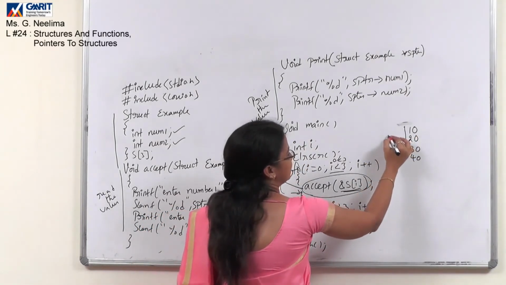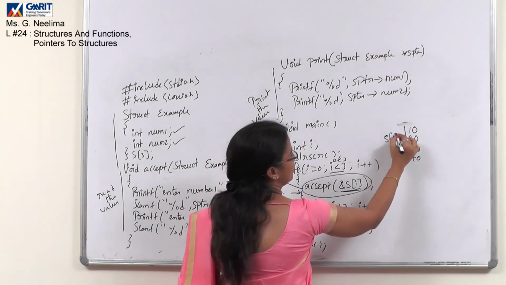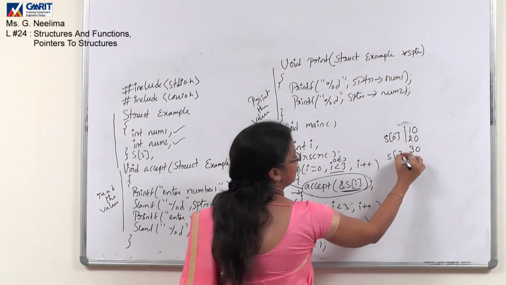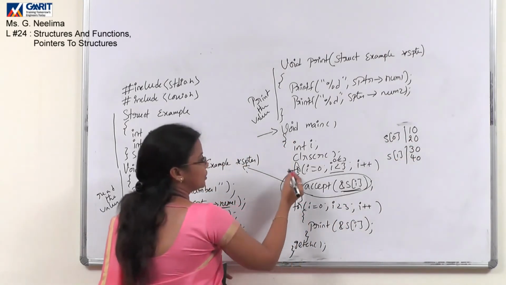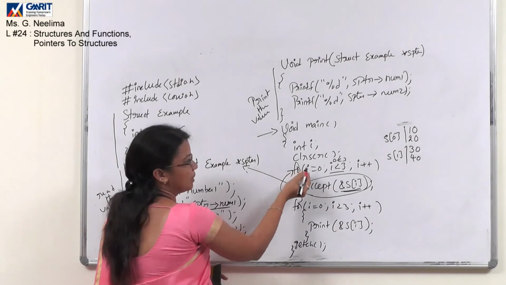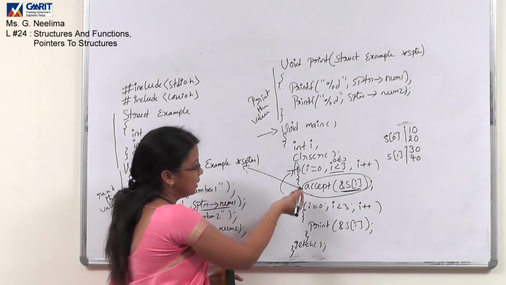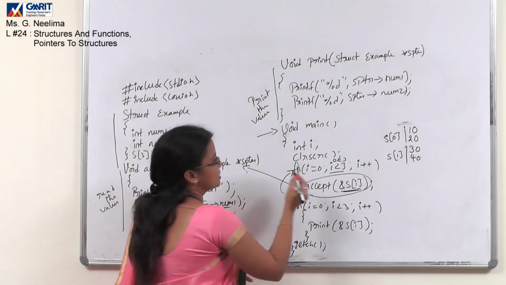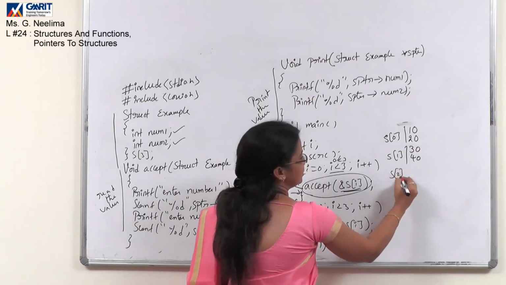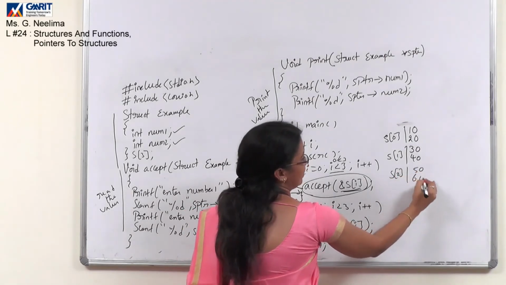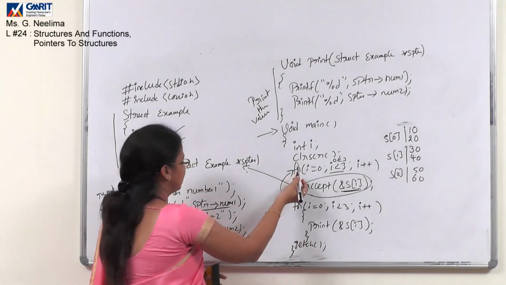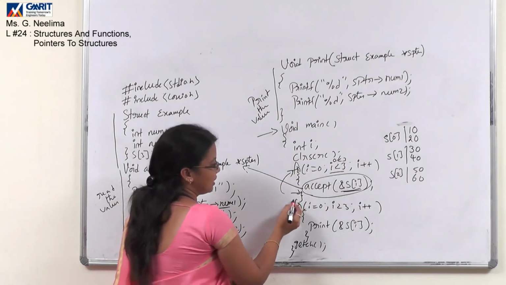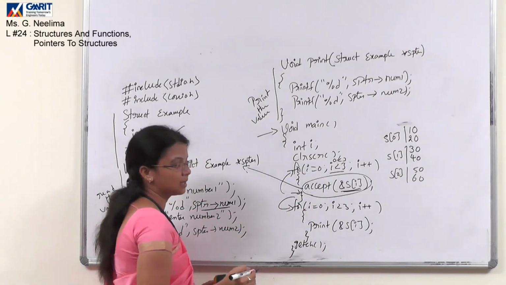This is under s of 0. This is under s of 1. After that the control again comes here, the i value becomes 2, and again I am calling this function. So for s of 2 I give the values. Again control comes here, the condition is false, so it comes to this particular block.